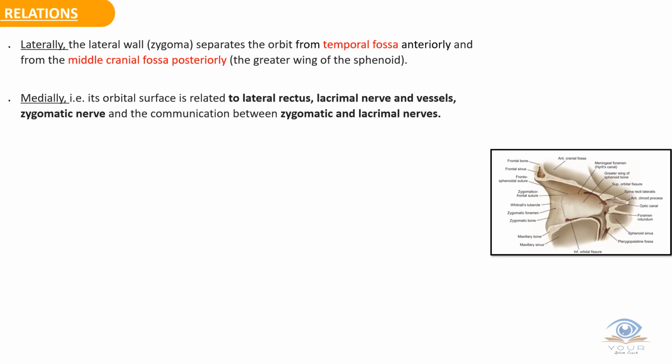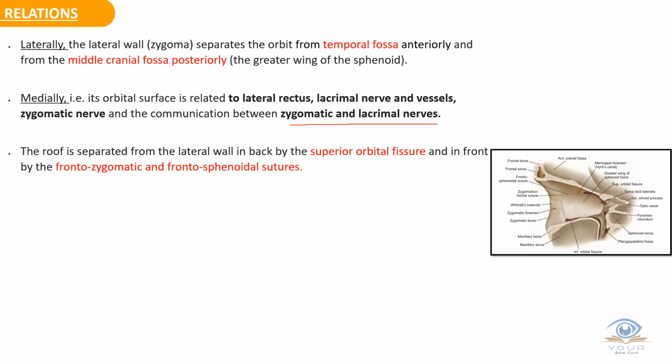Medially, its orbital surface is related to the lateral rectus, lacrimal nerve and vessels, zygomatic nerve, and the communication between the zygomatic and the lacrimal nerve. The roof is separated from the lateral wall in the back by the superior orbital fissure and in front by the frontozygomatic and frontosphenoidal sutures. So these are the sutures and the superior orbital fissure. The inferior orbital fissure separates the posterior part of the floor from the lateral wall.